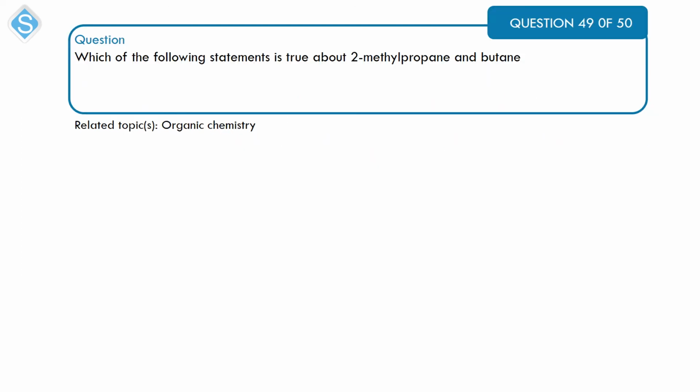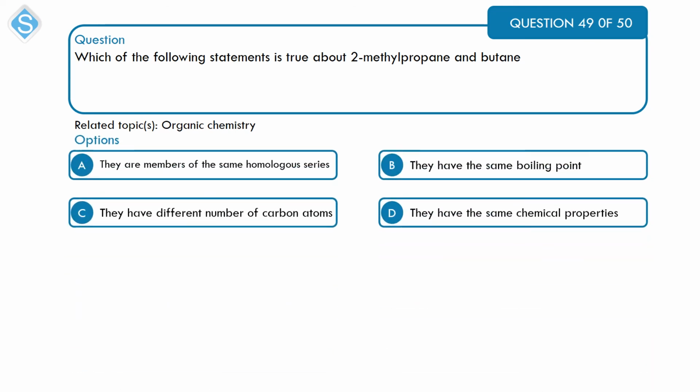Alright, next on organic chemistry, which of the following statements is true about 2-methylpropane and butane? A, they are members of the same homologous series. B, they have the same boiling point. C, they have different number of carbon atoms. And D, they have the same chemical properties.